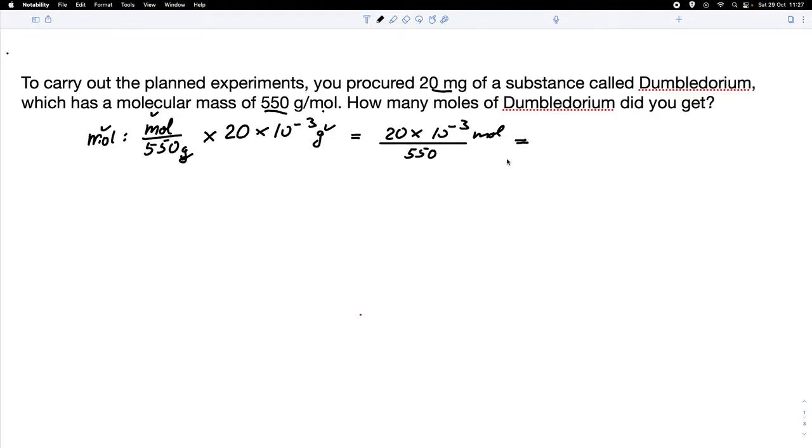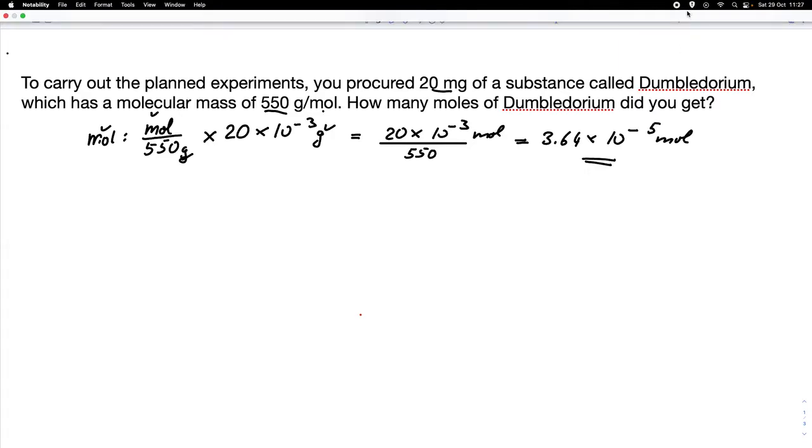And when we put this into a calculator, I make it 3.64 times 10 to the minus 5 mole. So this would be the number of moles that we actually have in this 20 milligrams. So I hope this makes sense.